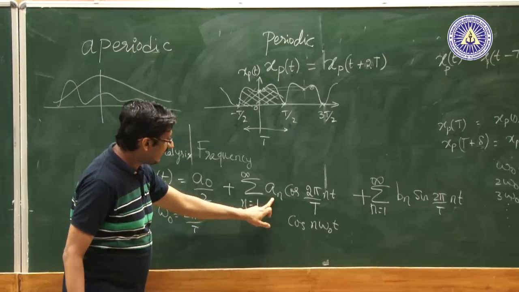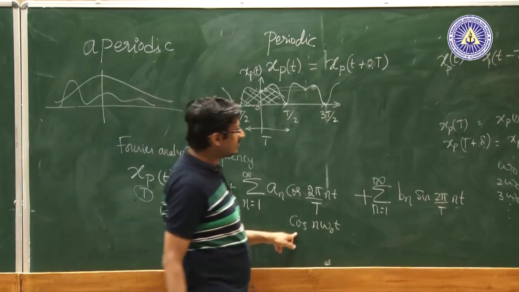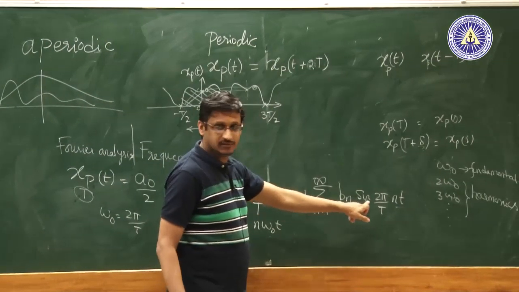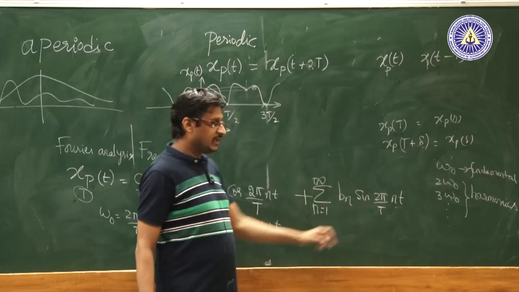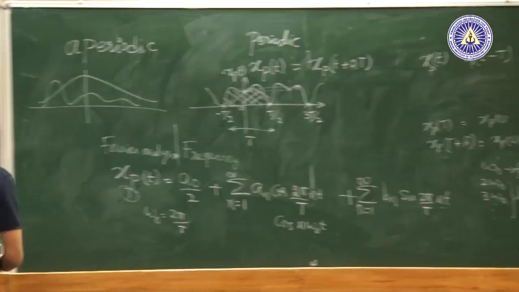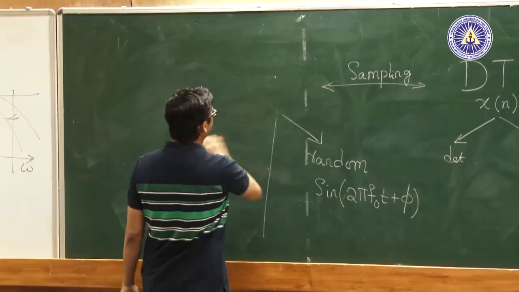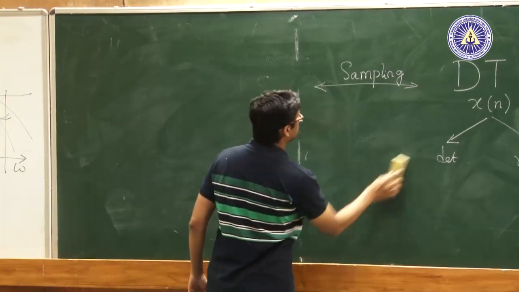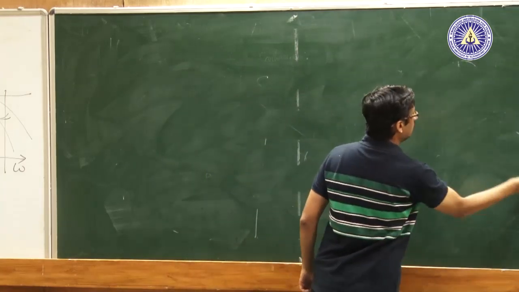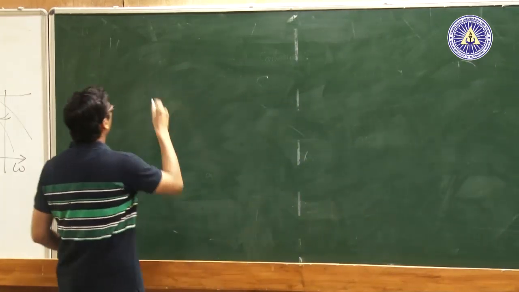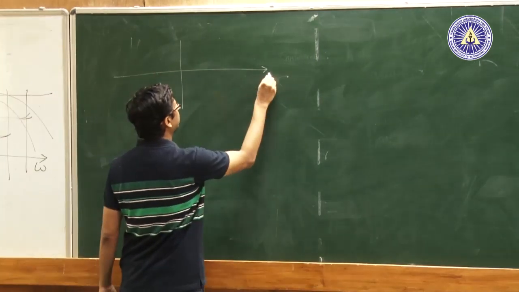And you have this an which gets multiplied with cos, and then you have signals bn that get multiplied with sine. If you just look at how sine and cosine waveforms look as a function of time, you will see that there is a slight difference between these functions. What is the difference? The difference is that one of them is symmetric about t equal to 0.